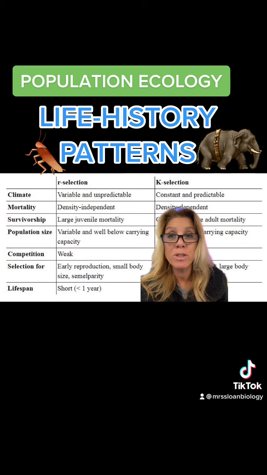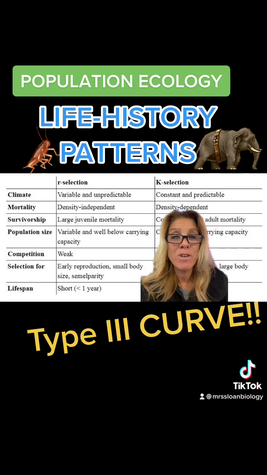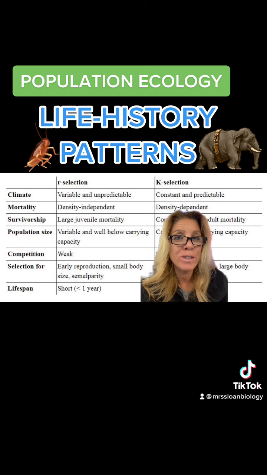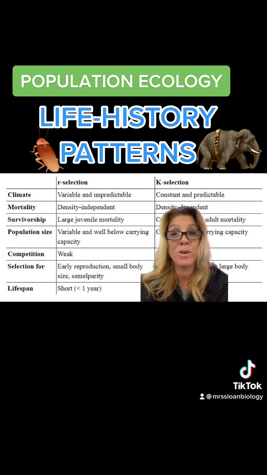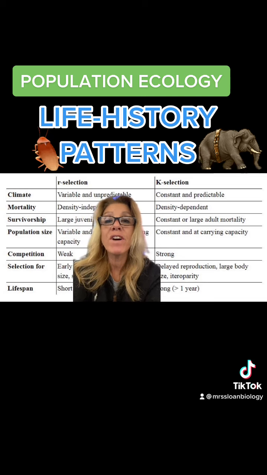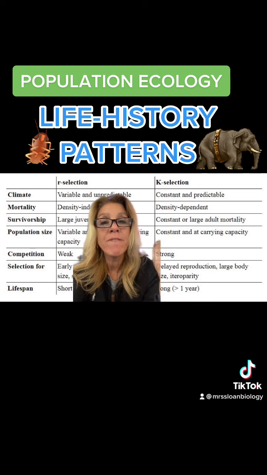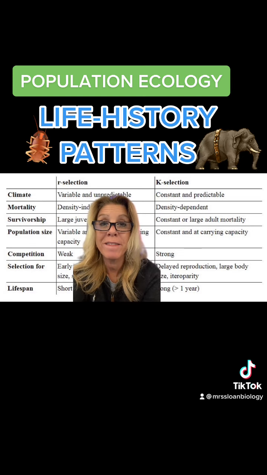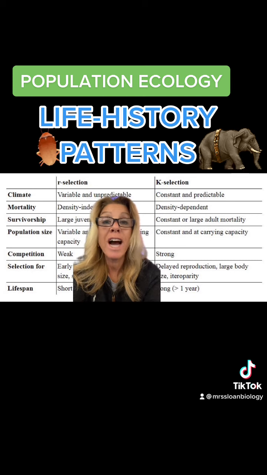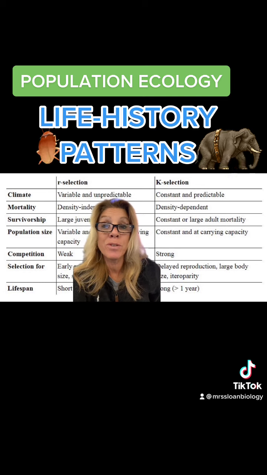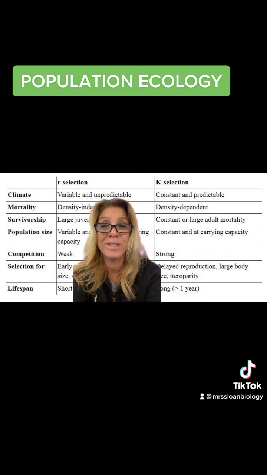Their survivorship is usually type 3, and they're more colonizers than competitors. They start early, make a lot of offspring, and have a very short lifespan. Whereas K-selected species are the opposite of that. They have a constant environment. Density-dependent factors like competition and disease regulate them. They usually are a type 1 survivorship curve. They are regulated to their carrying capacity. They are competitors over colonizers.